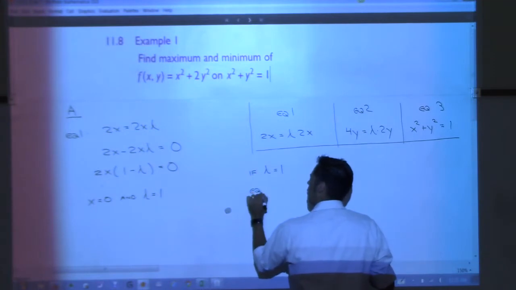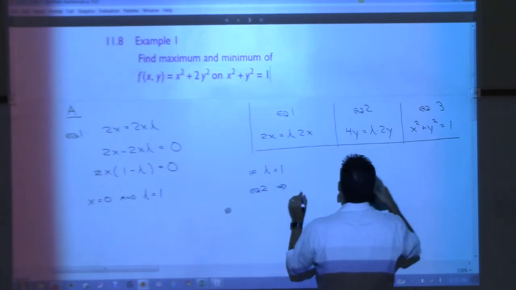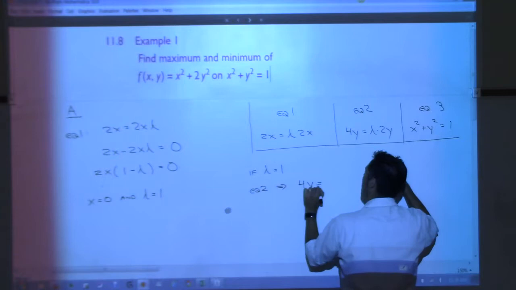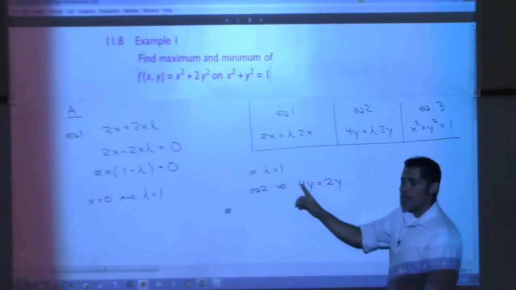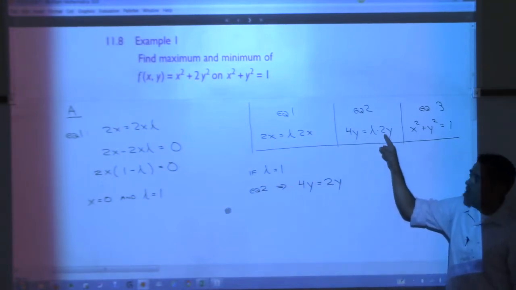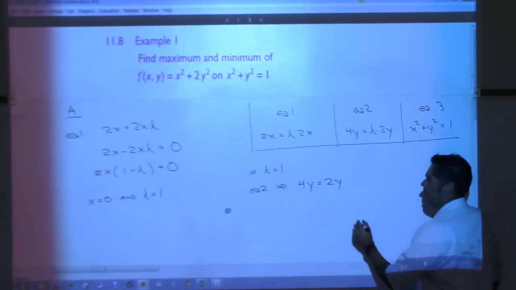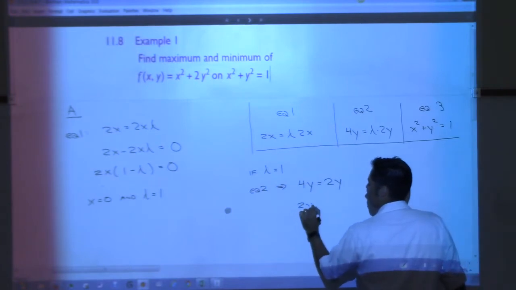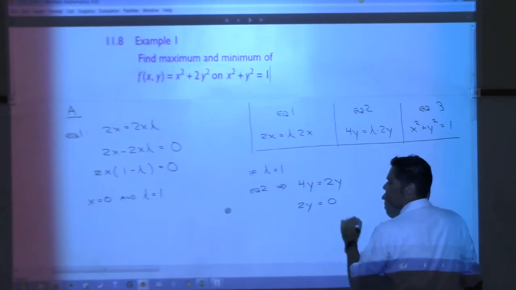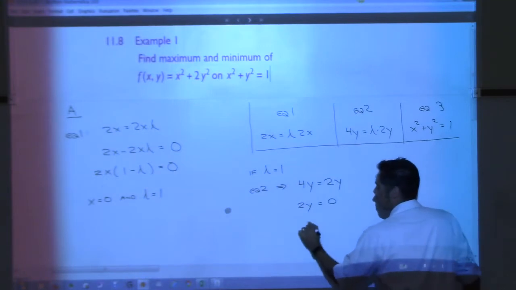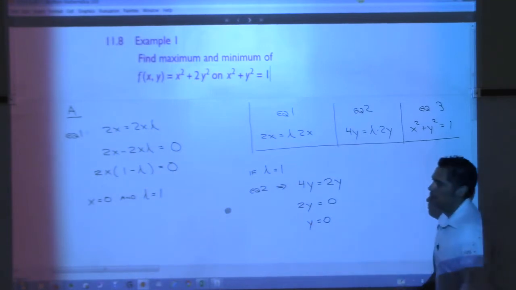Equation 2 implies that 4y must equal 2y. Do you all see that? If lambda's 1, then this equation now says that 4y must be 2y. And let's subtract 2y from both sides. What would that tell you? 2y equals 0, and that means y must be 0, right?